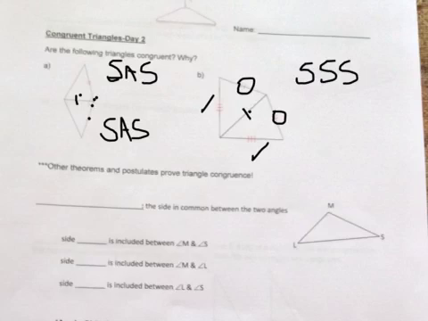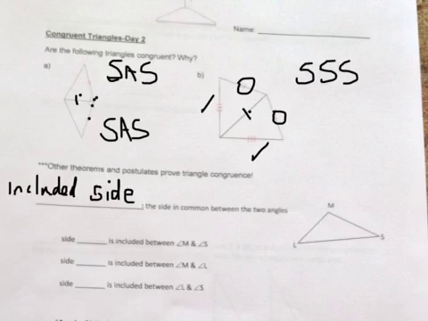Okay, now we're going to talk about an included side here. So in this blank you're going to write included side. Trying to write the best I can, but you may have to listen to tell what something's supposed to be if you can't read it. All right, side between M and S. Okay, so here's our angle M and S. What side is included there? It would be side MS. This one right here, wouldn't it? So that's what it means to be an included side.